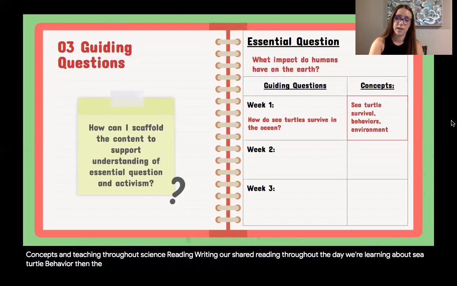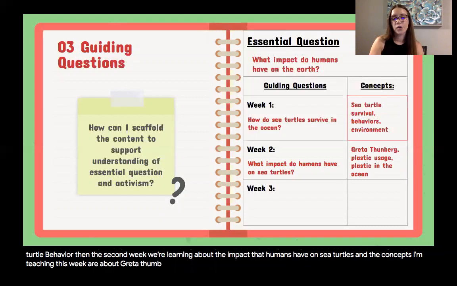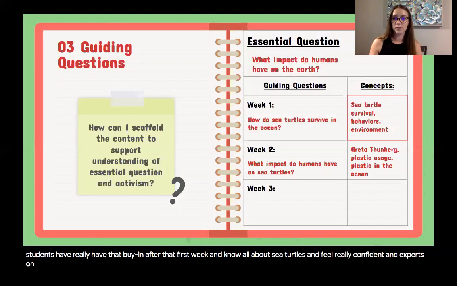Then the second week, we're learning about the impact that humans have on sea turtles. And the concepts I'm teaching this week are about Greta Thunberg and her call to action, plastic usage, and just plastic in the ocean. Once my students really have that buy-in after that first week and know all about sea turtles and feel really confident and experts on sea turtles, we then start to think about the human impact they have on them.